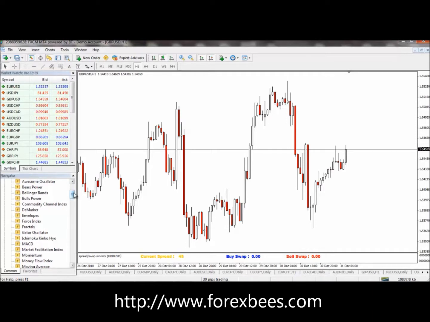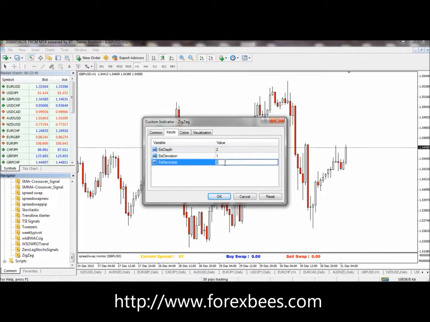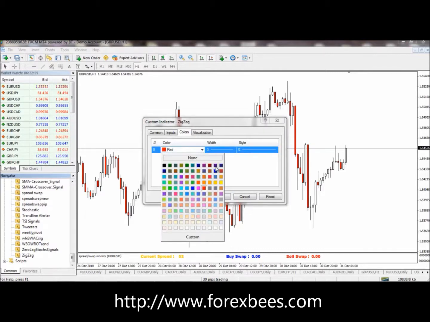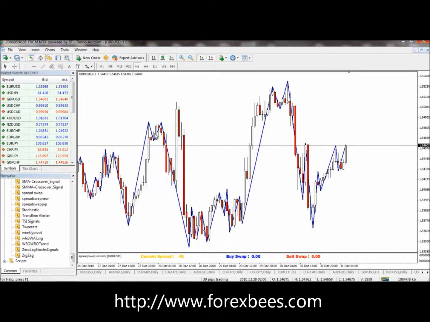Now to use this technique, go ahead and put a zigzag indicator on the chart with the settings depth 2, deviation 1, back step 1, and you can use any color you want for the zigzag indicator. Normally I like to use medium blue, and I like to use more width so that I can clearly see the zigzag indicator. Click OK, and now you can clearly see the zigzag indicator.